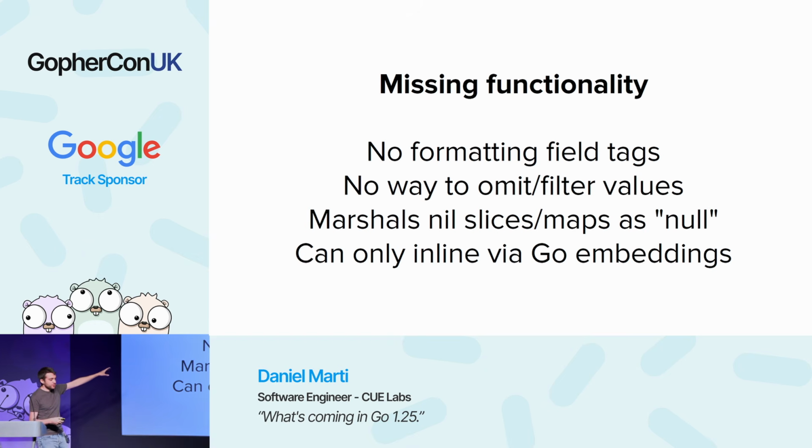Marshalling nil slices and maps always produces null, which is fun. And you can only inline JSON objects by doing Go embedding of structs, which has its own pitfalls, so it wasn't the best idea.